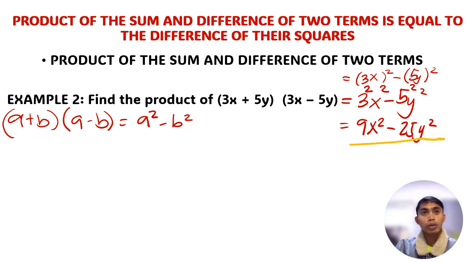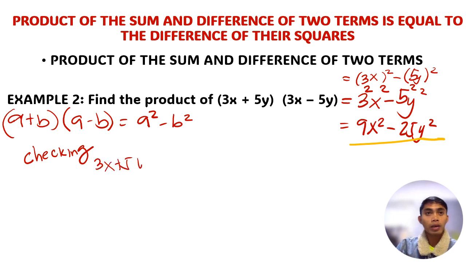So there is no need to use the distributive property so that we can answer the given problem directly. So let's have checking using the distributive property. So we have 3x plus 5y times 3x minus 5y. So we can directly use the distributive property in checking if our answer is correct.